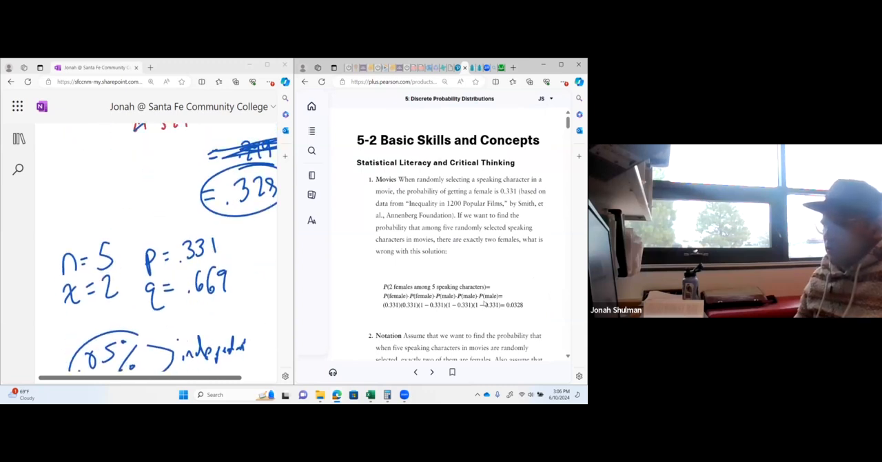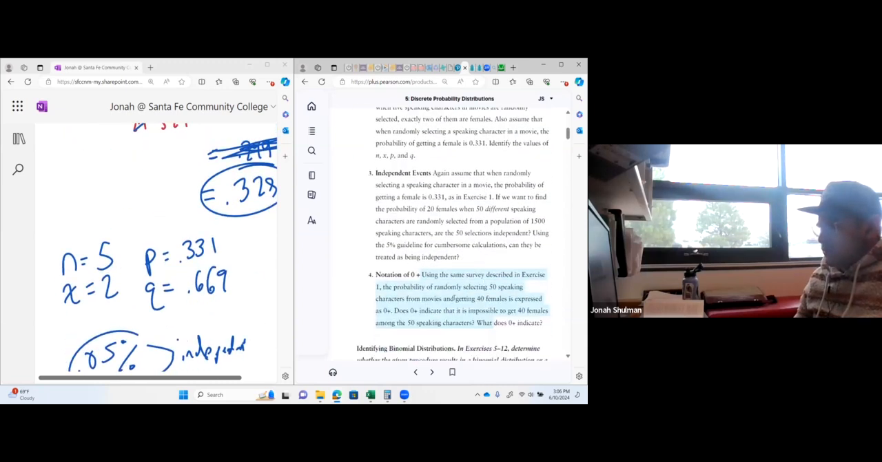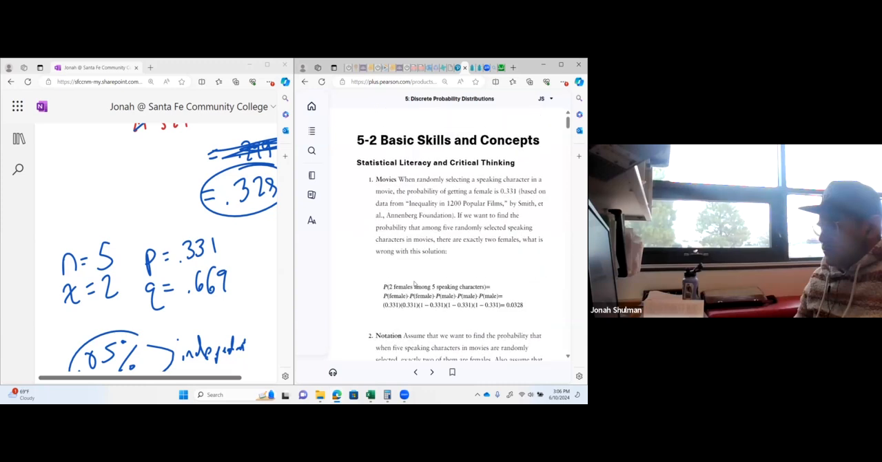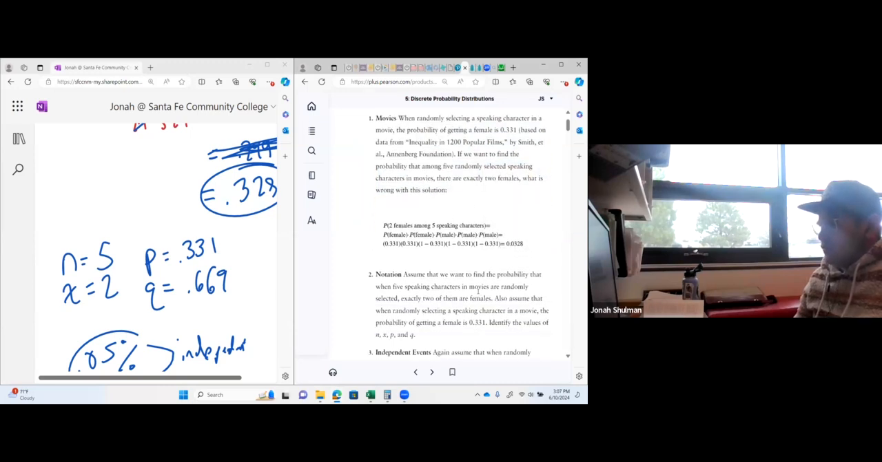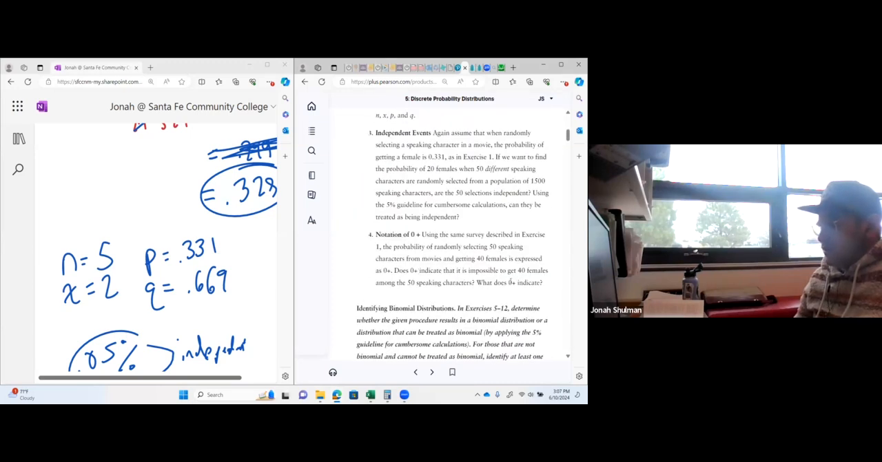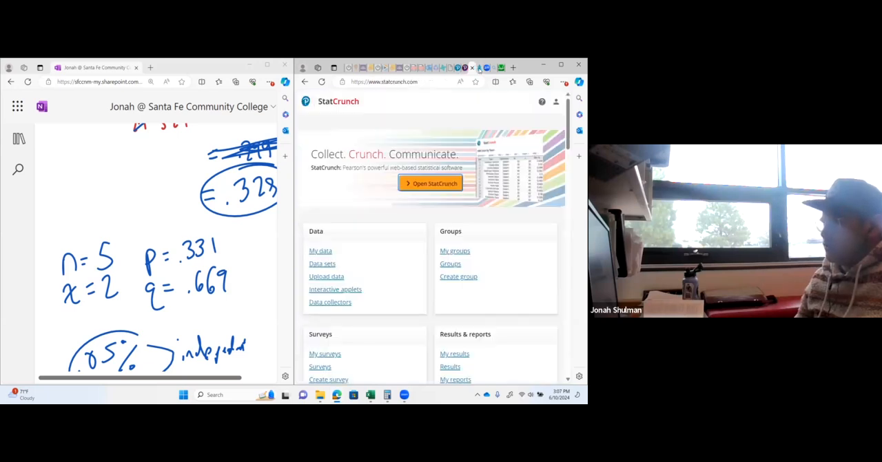So we're using this one, right? From example 1. Selecting 5 out of 2, we get this value. Okay, but now we're selecting what? 40 among the 50. So let's see what that gives us.